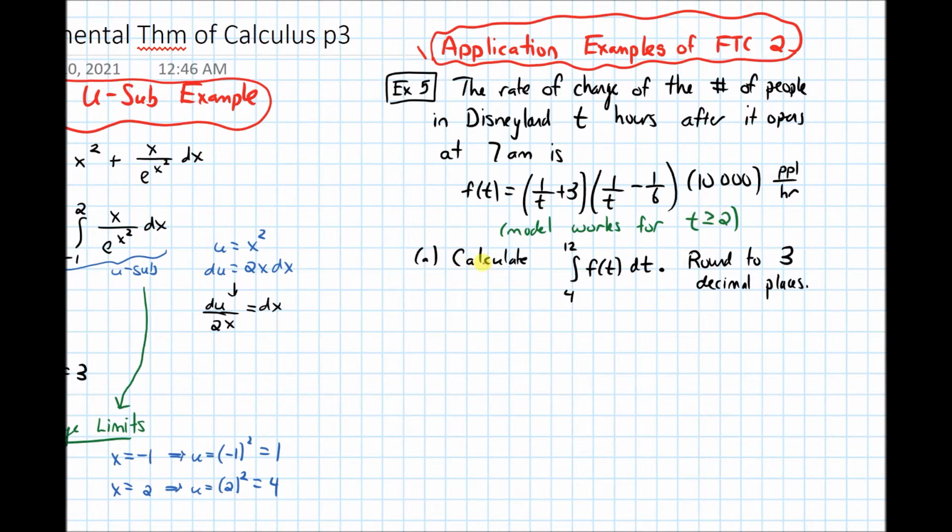In part A, we want to calculate the integral from 4 to 12 of our function and round our answer to 3 decimal places. Okay, so we want to compute an integral. So we need this integral from 4 to 12 of our function. And seeing that 10,000, this constant, is multiplying the function, let's pull that to the front. So let's move that 10,000 to the front. And then I'll have the 1 over t plus 3 times 1 over t minus 1/6.